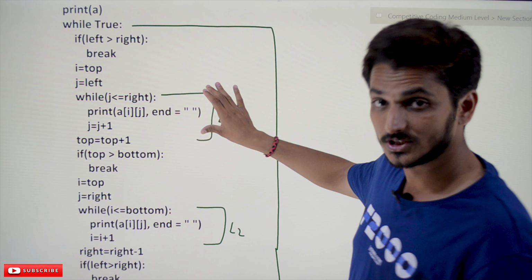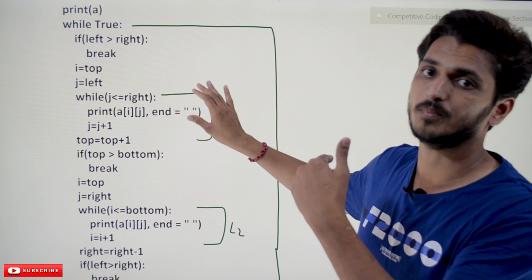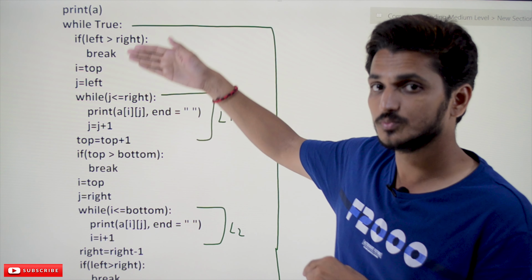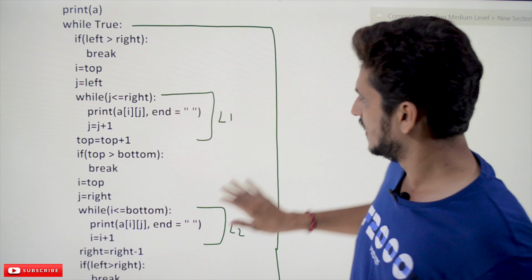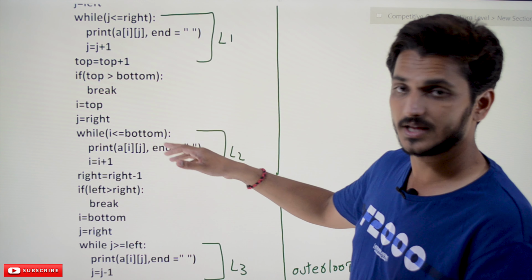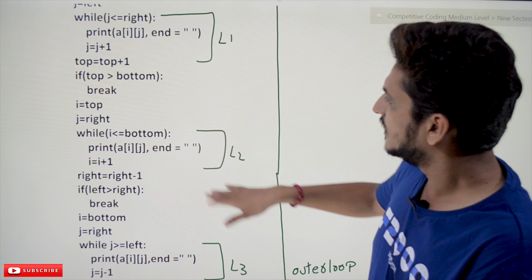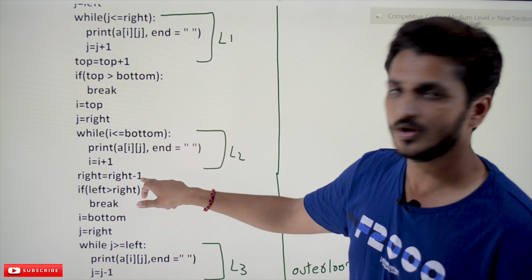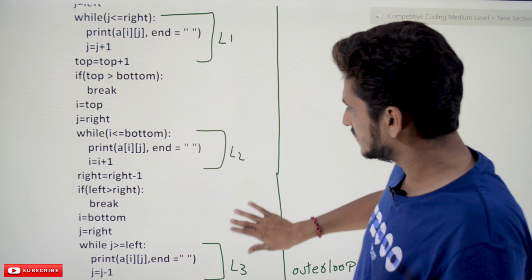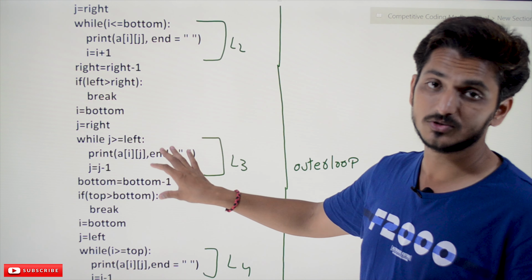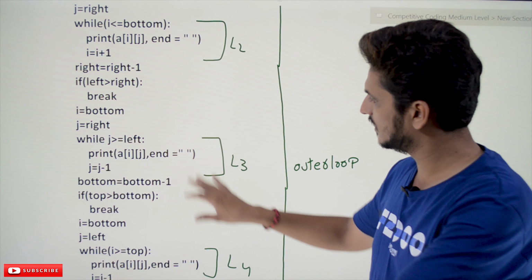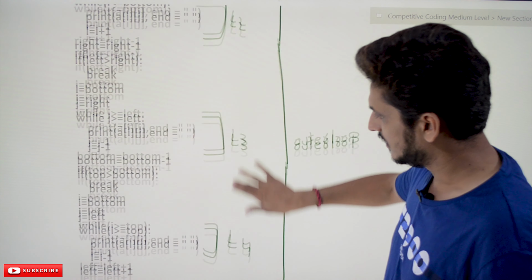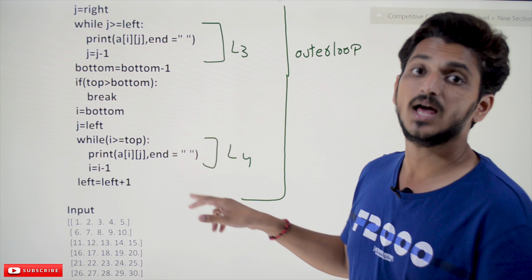So this is one loop. Why are we using this loop? To display the top line. After displaying the top line, top is going to be top plus 1. Top is moving down, that's why it is going to plus 1. Similarly, the second loop is used to display the right side line. After displaying the right side line, right is going to be right minus 1. The third loop is going to display the bottom line. After displaying the bottom line, bottom is equal to bottom minus 1. The fourth loop is going to display the left line.